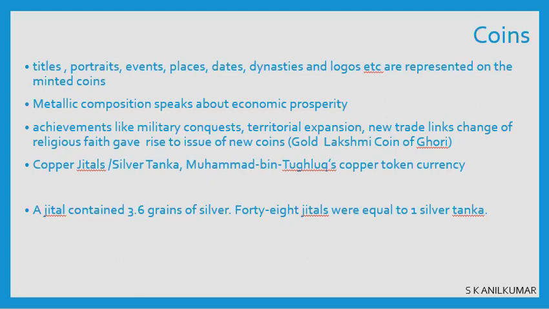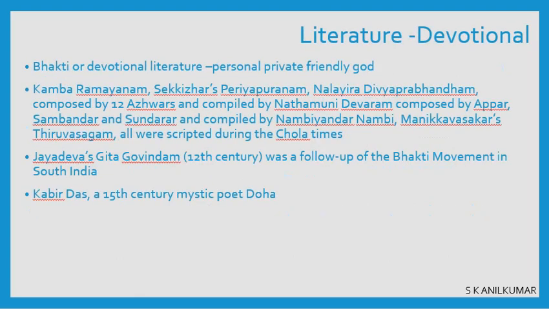Copper jitals were there, silver tankas were there. Then Mohammed bin Tughlaq brought in the copper token currency, copper jitals, silver tankas. What is a jital? The calculation was also there in those days. A jital contained 3.6 grain of silver. 48 jital is equal to 1 silver tanka. So this is how the tanka got converted into jital. And a jital will have how much silver? Though it is a copper jital, it will have some silver. All that information we get to learn.